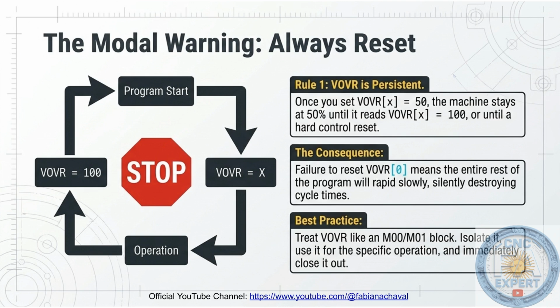This is the most important rule. VOVR is persistent. Once you set VOVRX equals 50, the machine stays there until it reads a reset to 100 or a hard control reset occurs. Failure to reset can silently destroy your cycle times. Treat VOVR like an M00 block. Isolate it for the operation and immediately close it out.